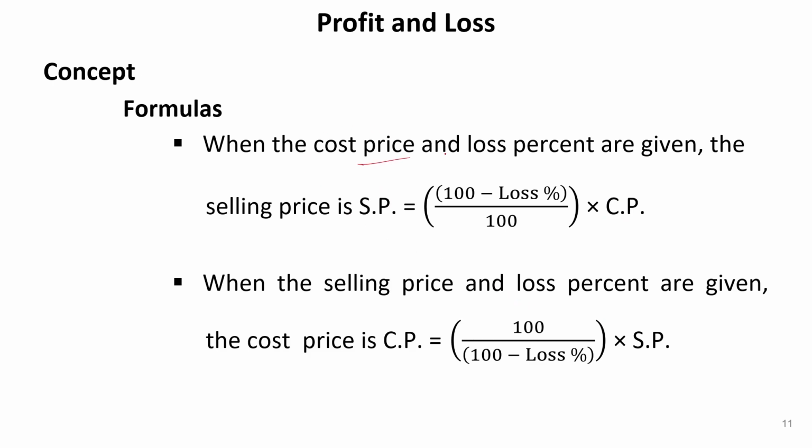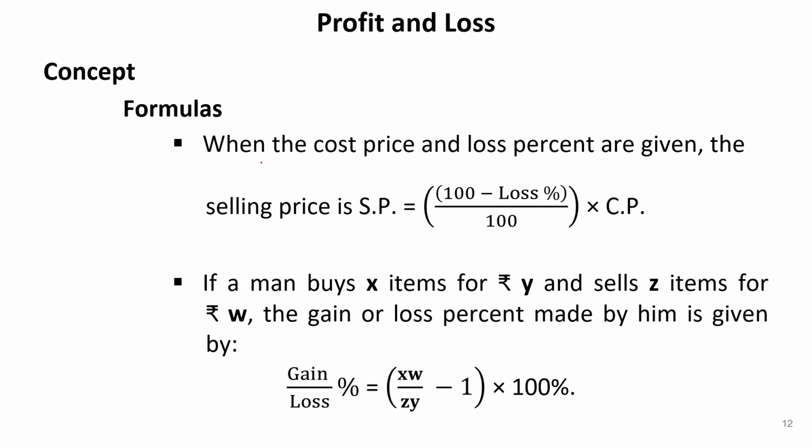Okay. So when the cost price and loss percentage are given, the selling price SP is equal to (100 minus loss percentage) whole by 100 into CP. Okay. So when the selling price and loss percentage are given, the cost price will be how? It will be calculated as 100 by (100 minus loss) whole into SP. Okay. In the numerator, it is multiplied with selling price. Okay. So let's see the next formula.